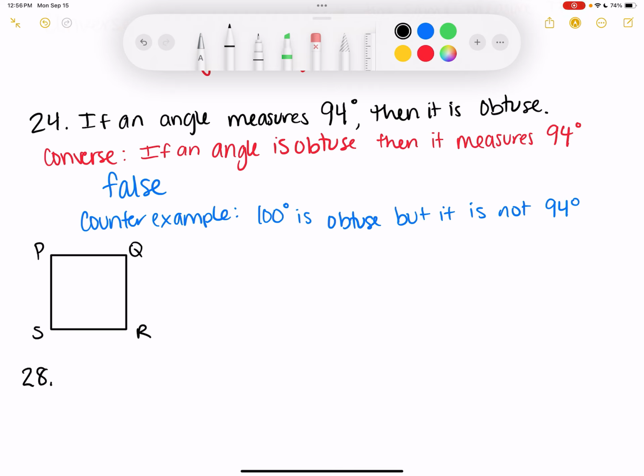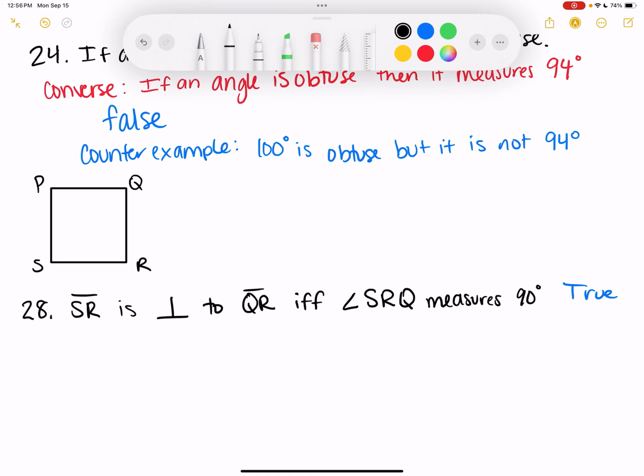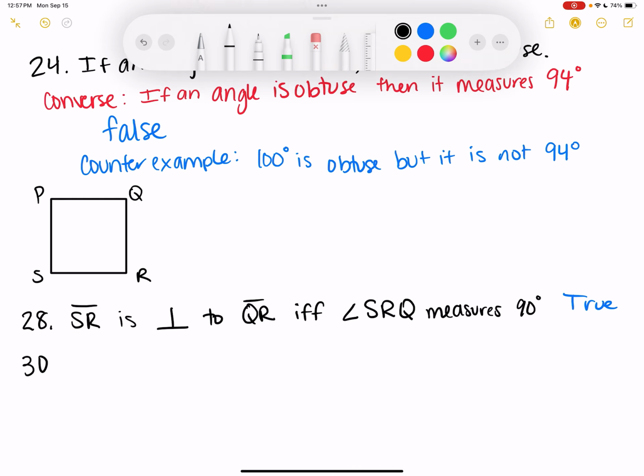Segment SR is perpendicular, so I'm just drawing the little perpendicular symbol, to segment QR if and only if angle SRQ measures 90 degrees. Yep, that is true. Rewrite true. Somebody want to explain it, since I've already said it, what it is? If and only if.